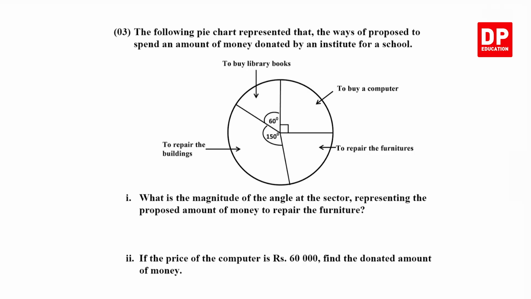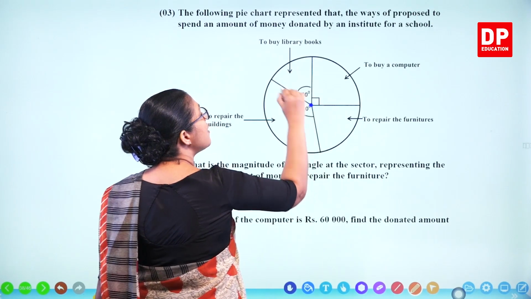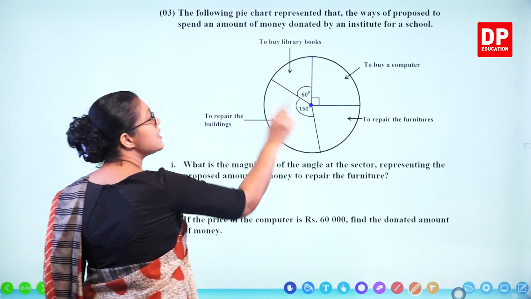Now let's do question number 3. The following pie chart represents the ways proposed to spend an amount of money donated by an institute for a school: to buy library books, to buy computers, to repair the furniture, to repair the buildings. What is the magnitude of the angle at the sector representing the proposed amount of money to repair the furniture? Which part? This one. We know the angle around a point is 360. So how can you find out this angle?